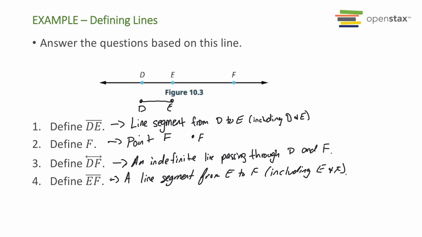So if you're talking about what points were included, the points included in line segment DE, for example, let me get my little pointer here. So the line segment DE includes point D and point E. And then the point F just includes itself, F. The line DF includes the points D, E, and F. And then the line segment EF includes the points E and F. So that's how we include things as well.